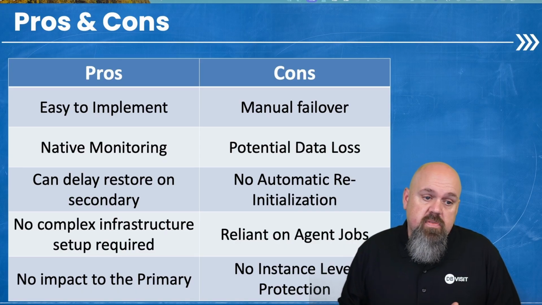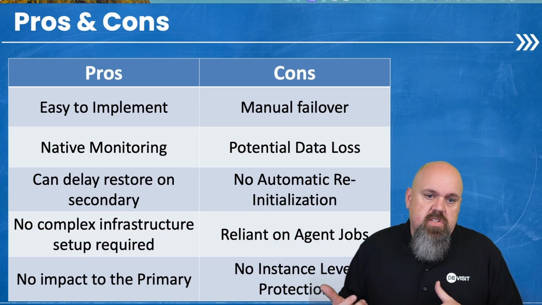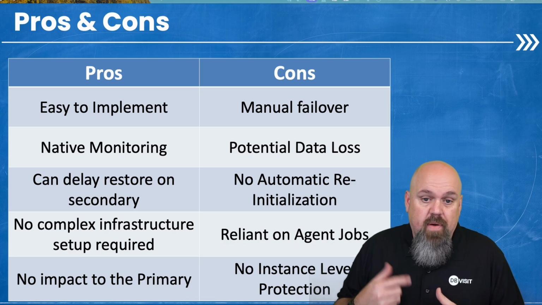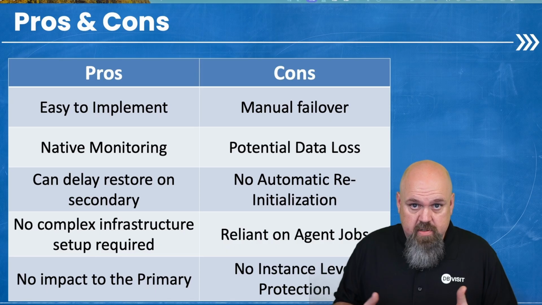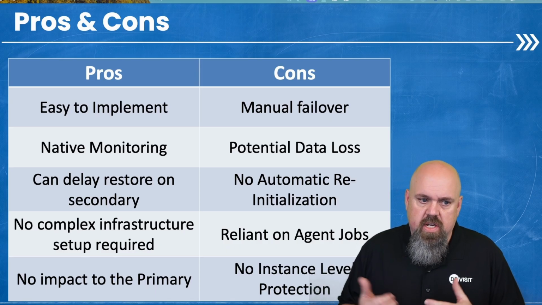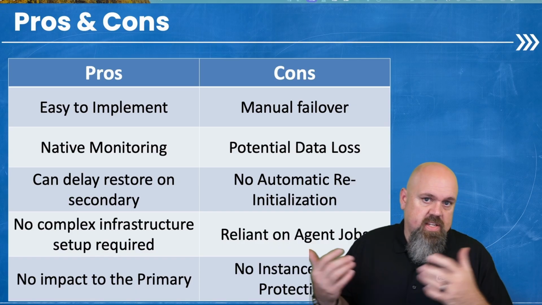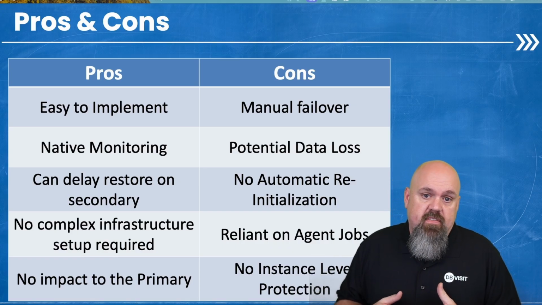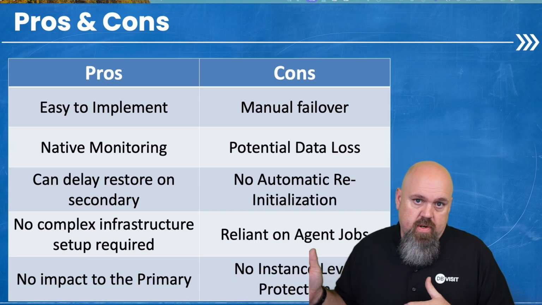You do have a potential of data loss because you are shipping logs based off your RPO and RTO and the frequency of your log backups. If something tragic were to happen, you do run a risk of losing data on your secondary just because the backups don't get sent over and they don't get applied. So you have to be very aware that you do have a tolerance for data loss when we're using log shipping.